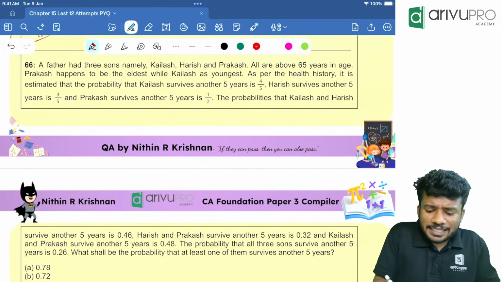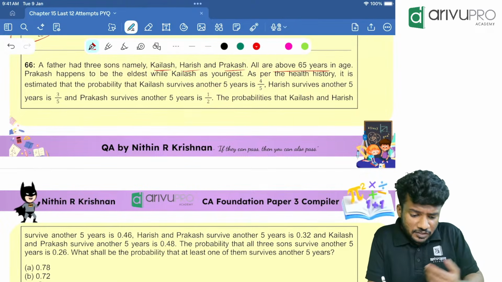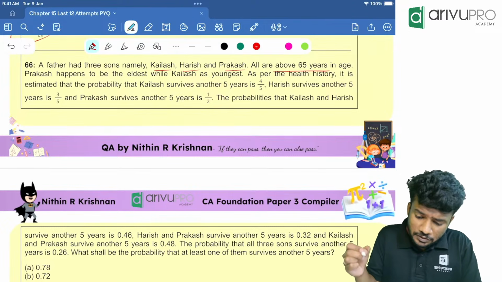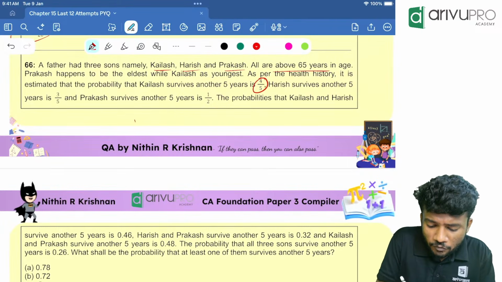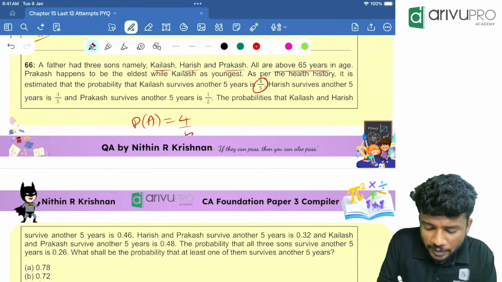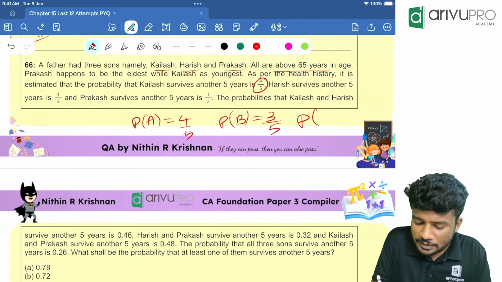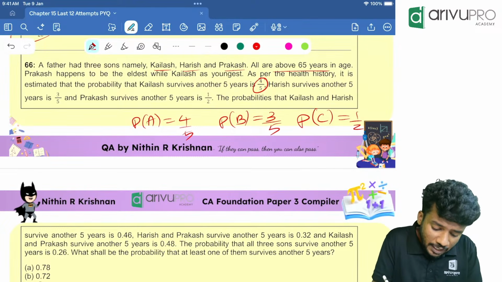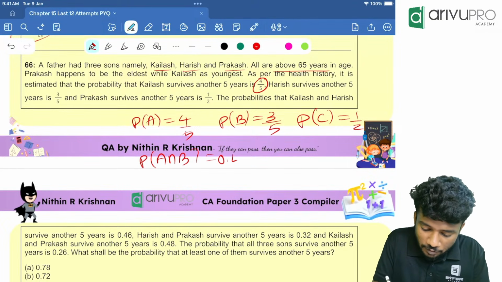A father had 3 sons, namely Kailash, Harish, Prakash. All the above are 65 years in age. Prakash happens to be the eldest, Kailash the youngest. As per the health history, it is estimated that the probability of Kailash surviving another 5 years is 4 by 5. That means P of A is equal to 4 by 5. Then Harish survives, P of B is equal to 3 by 5. Then Prakash survives, P of C is 1 by 2. Then the probability that Kailash and Harish survive is 0.46. That means P of A intersection B is equal to 0.46.